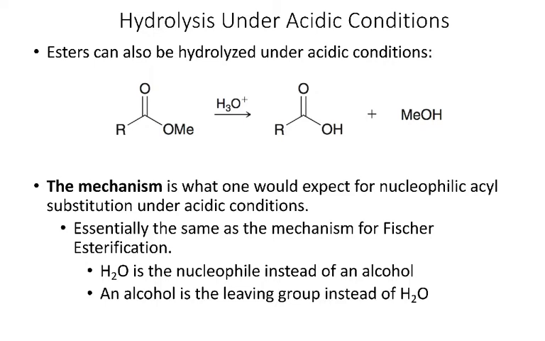When we were thinking about Fischer esterification, in order to favor the ester, we used excess methanol, or we removed water from the equation somehow. If we want to go the other way, we would add excess water to the reagent side, or we would want to remove the alcohol somehow. The mechanism is exactly what one would expect for nucleophilic acyl substitution under acidic conditions. In fact, all the steps for Fischer esterification are exactly the same as this process. It's just that in this case, water is the nucleophile instead of the alcohol, and now the alcohol is the leaving group instead of the water. But otherwise, the mechanism is identical.